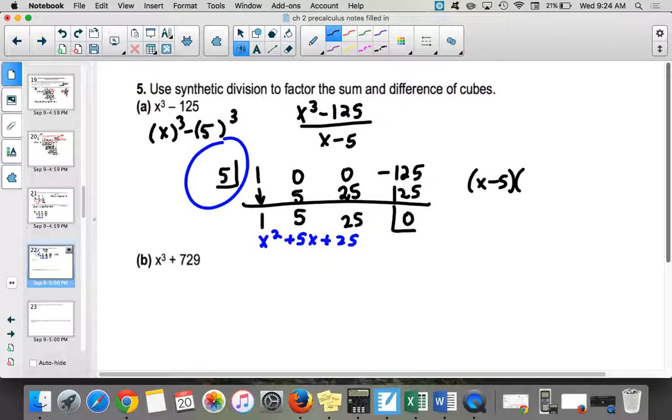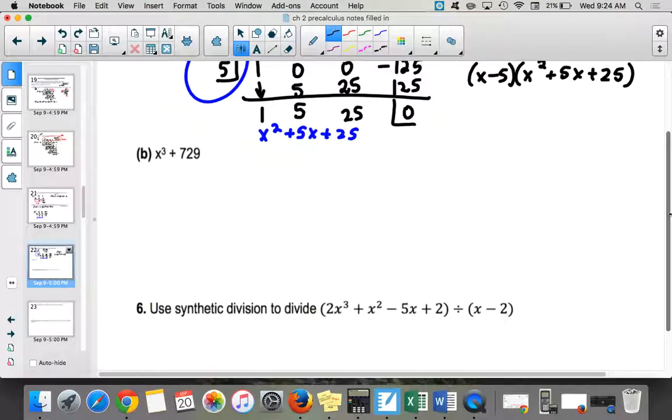I asked a weird question. And then x squared plus 5x plus 25 is the quotient. So we have our divisor times quotient equals the original. So we factored it, right? All of this, x cubed minus 125, is equal to that. Make sense?